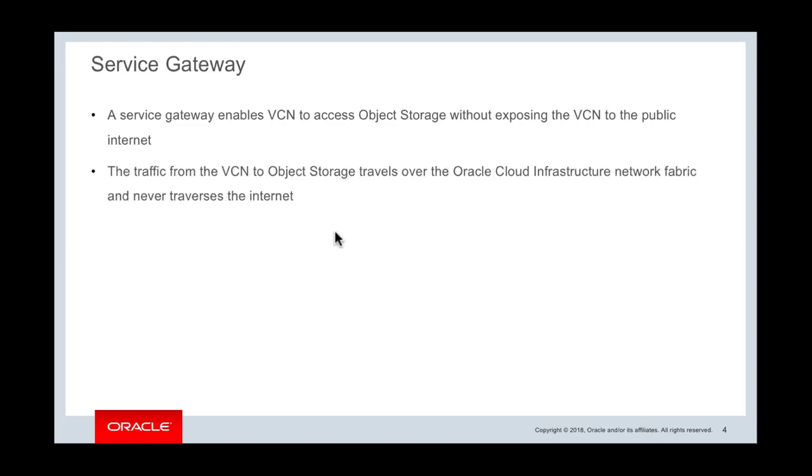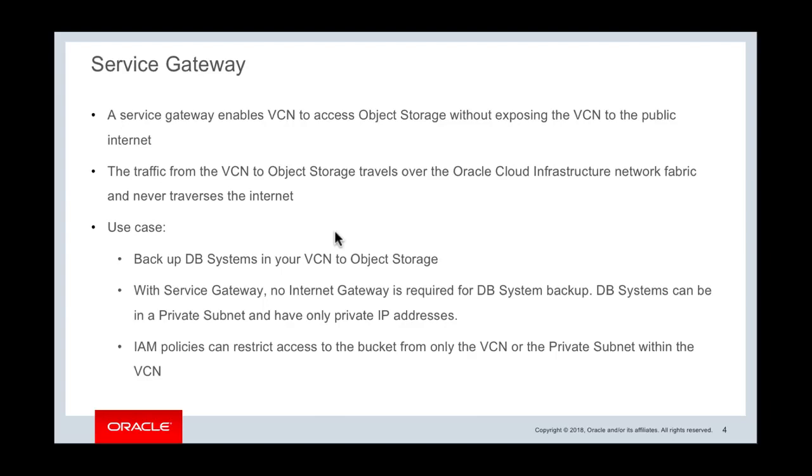No internet gateway is required. The resources in the virtual cloud network can be in a private subnet and use only private IP addresses. The traffic from the virtual cloud network to object storage travels over the Oracle Cloud Infrastructure network fabric and never traverses the internet. If we talk about the use cases, one of the very common use cases is that you want to back up database systems in your virtual cloud network to object storage, which has a public endpoint.